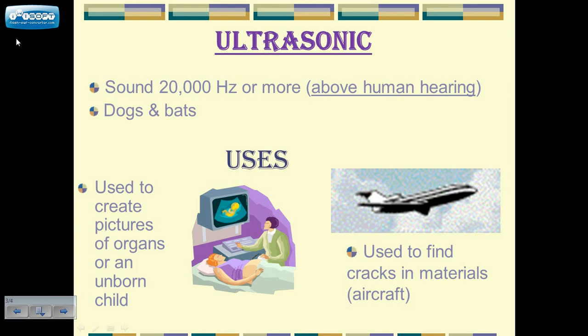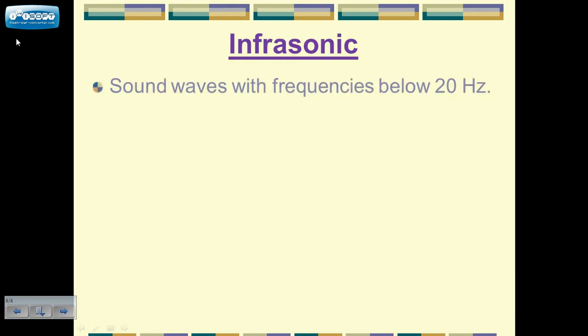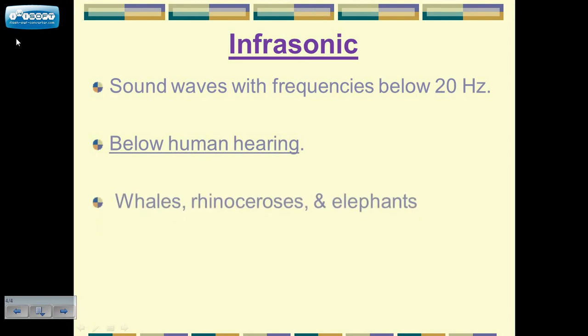Now, if this is above human hearing, then infrasonic must be below human hearing, so below 20 hertz. So sound waves with frequencies below 20 hertz are infrasonic. Notice these are dealing with frequencies, not speed. These are all going at the same speed. It's all sound. It's just whether or not we can hear it based on if our ears can vibrate at that frequency. So below human hearing, some animals that can hear in the infrasonic are whales, rhinos, elephants.